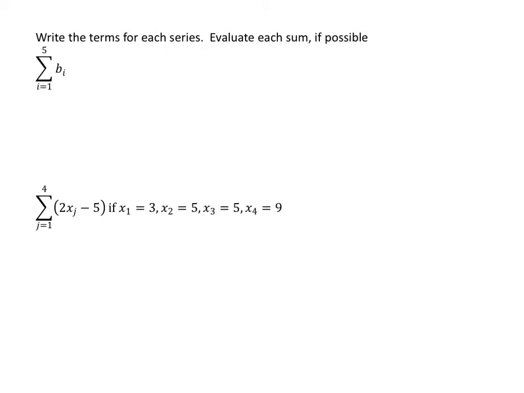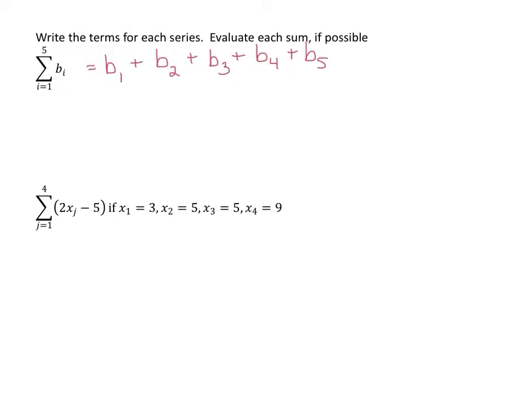Our next set of problems tells us to write the terms and then, if it's possible, to actually evaluate the sum. So we'll look at the first one, b sub i, when i is from 1 to 5. So what we're looking for is b sub 1 plus b sub 2 plus b sub 3 plus b sub 4 plus b sub 5. Now, since we don't know what b is, we can't evaluate the sum.